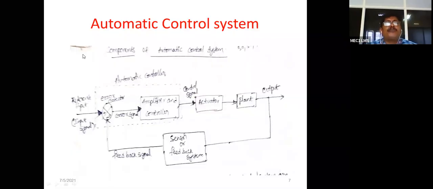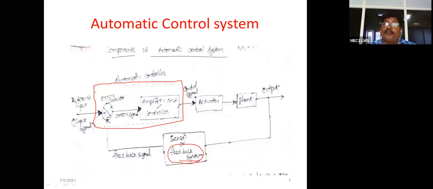And then see if you observe clearly here. This is the automatic controller. At this point, this whole thing is the automatic controller. The feedback system gives a signal to the error detector. That is the feedback signal. So here there is an arrangement of sensors, a feedback system, and this feedback signal is given to the error detector, and the error signal is sent to the amplifier and controller.